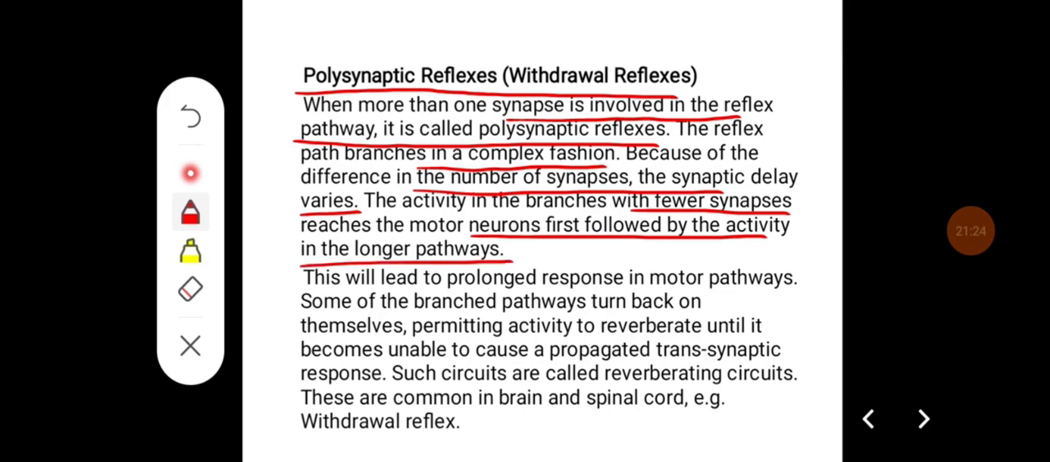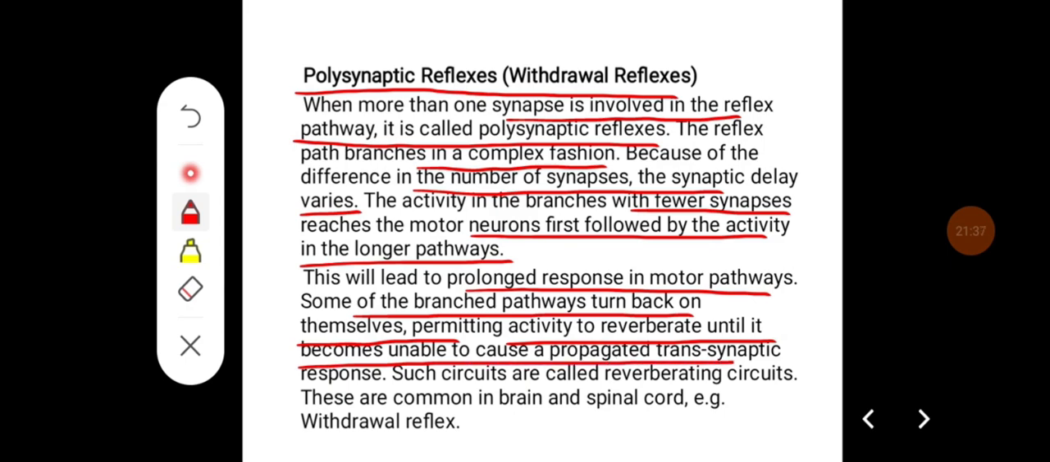This will lead to a prolonged response in motor pathways. Some of the branched pathways turn back on themselves, permitting activity to reverberate until it becomes unable to cause a prolonged transsynaptic response. Such circuits are called reverberating circuits. These are common in the brain and spinal cord. For example, withdrawal reflex.